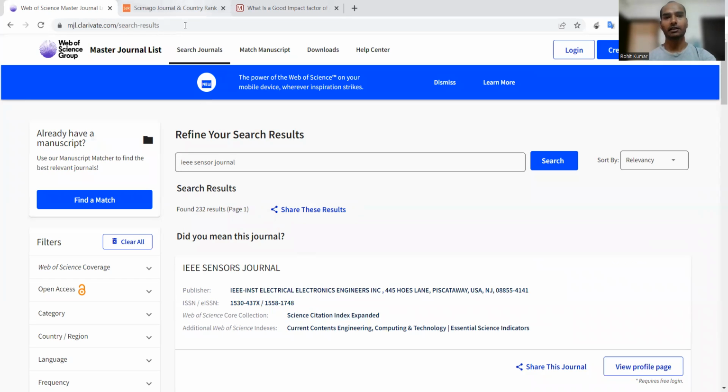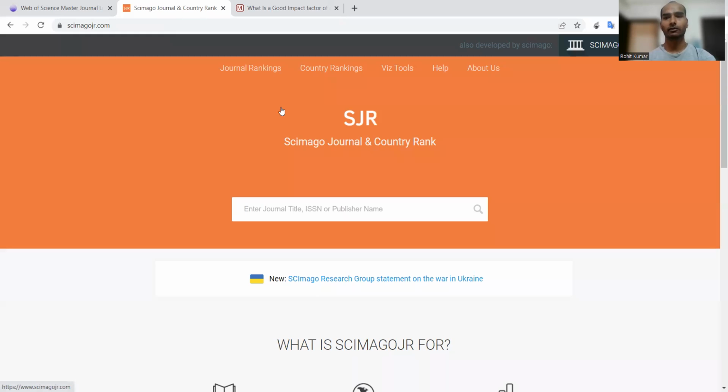Now, what is the second parameter? The second parameter comes in the form of Q ranking. Firstly, you need to see whether the journal is SCI or not. Then only is the Q ranking important, in my opinion. You might have a different opinion, and if you do, please comment down below and tell me why you have such an opinion.